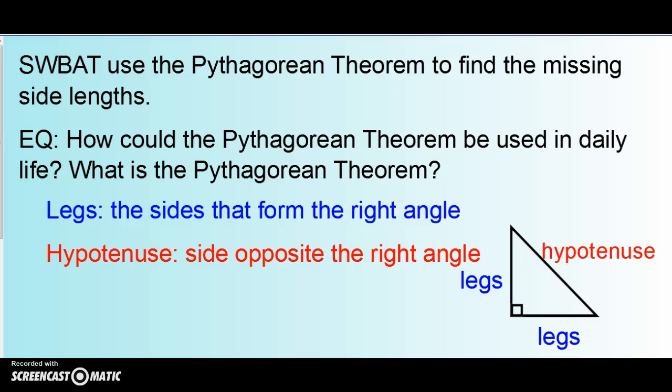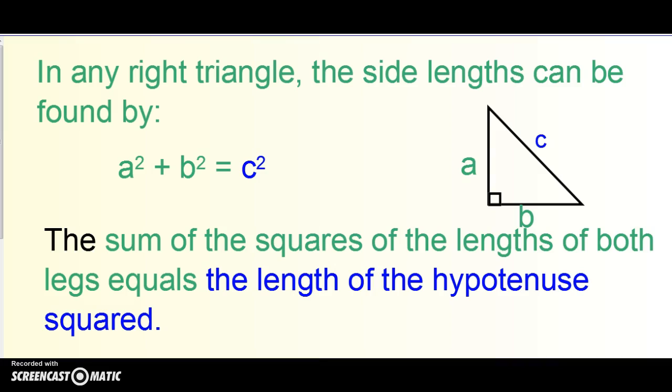So, just some review vocabulary words. I know we talked about this in class, but the legs are the two edges or the two sides that meet to form the right angle. The hypotenuse is always directly across from the right angle. All right, so in any right triangle, you can always find a missing side length because the Pythagorean theorem states a squared plus b squared equals c squared. And this is always the reference of the Pythagorean theorem.